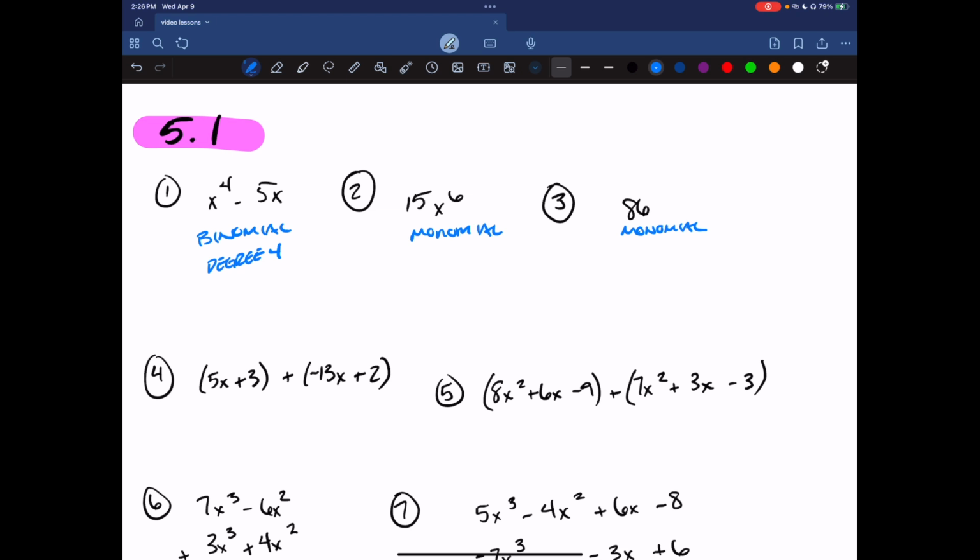Okay, and then on 2, you have degree 6, because the highest exponent is 6. You only have the one exponent, but the highest exponent is 6. Okay, and then here, on 3, you don't have an x.